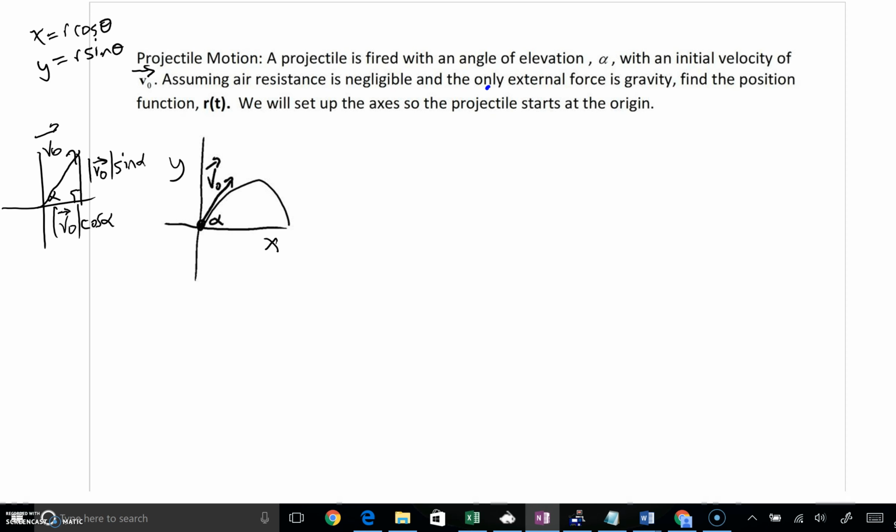But right now, what you see from my first graph is really a position graph. You can see that the object would be launched. You remember in science and math classes, I'm sure, hearing that an object will follow a parabolic path when it is thrown. So we're going to assume that air resistance is negligible. The only external force is gravity. We're going to try to develop the position function r of t, and more to the point, write it parametrically. We're setting up the axes so the projectile is starting at the origin.